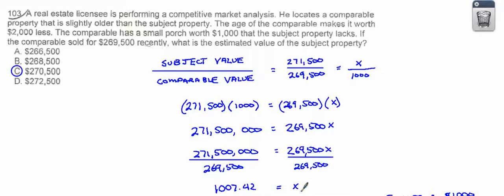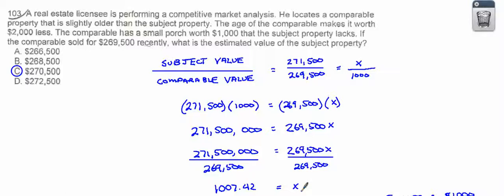A real estate licensee is performing a competitive market analysis. He locates a comparable property that is slightly older than the subject property. The age of the comparable makes it worth $2,000 less. The comparable has a small porch worth $1,000 that the subject property lacks. If the comparable sold for $269,500 recently, what is the estimated value of the subject property?